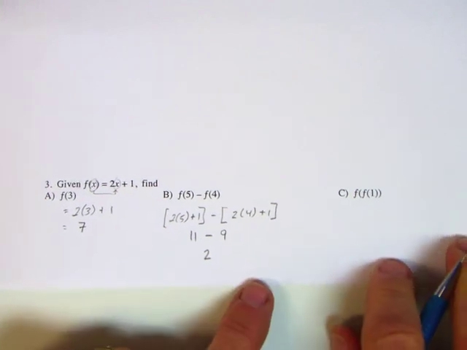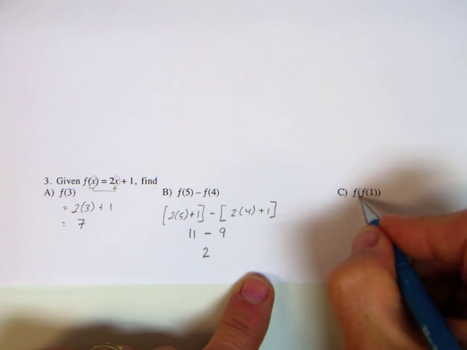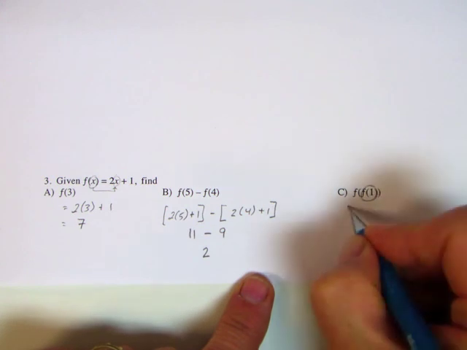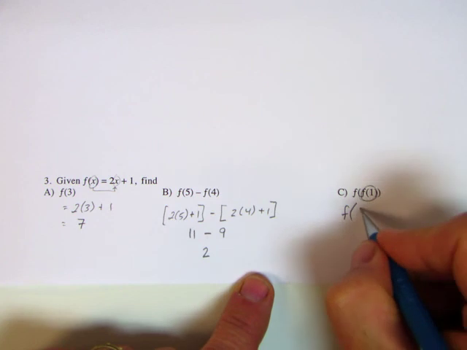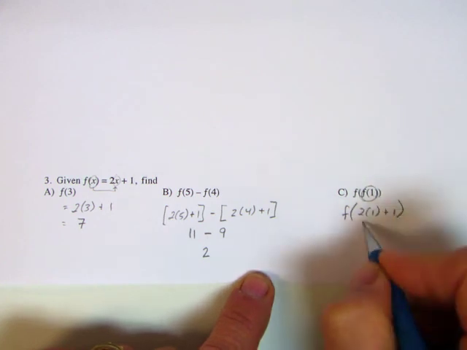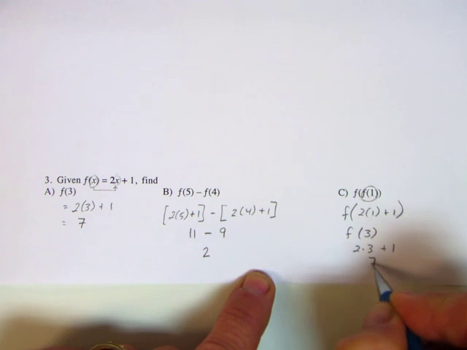The last one's a little bit different. You've dealt with those before though. The first thing we're going to do is find the inside part. So we'll just leave the f of alone out there, and f of 1 would be 2 times 1 plus 1, which will be f of 3. And now we find f of 3, and we did that. That's 2 times 3 plus 1, or 7.